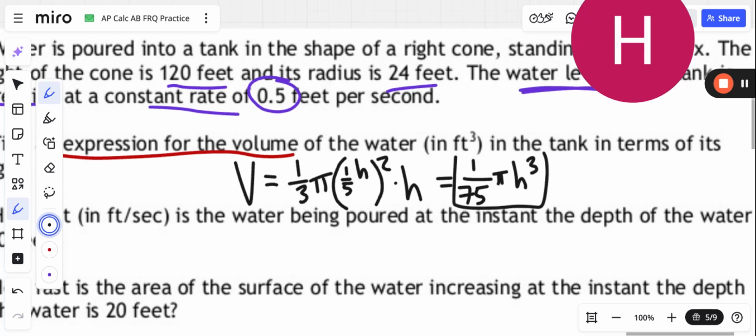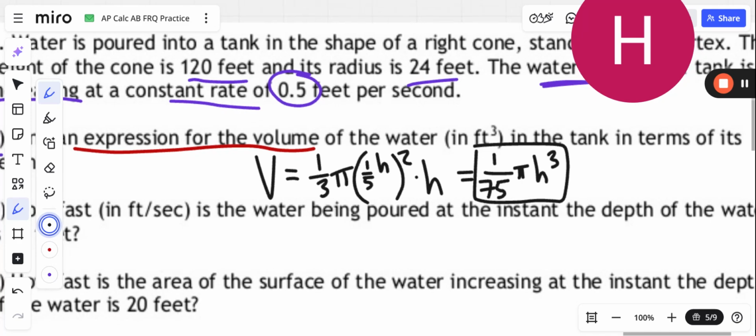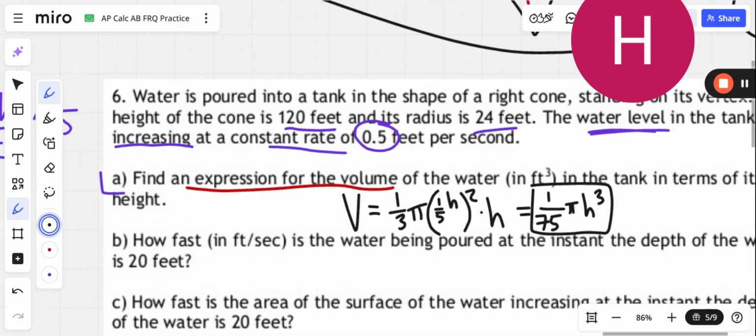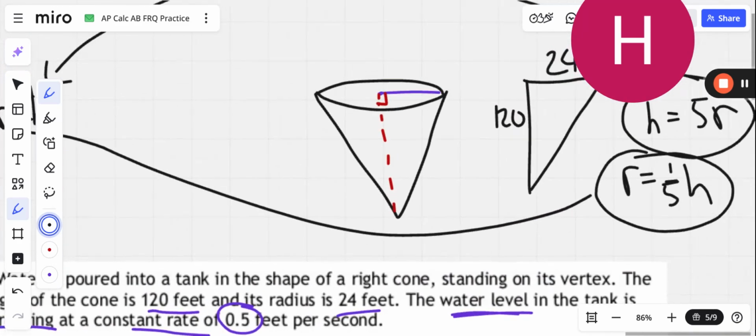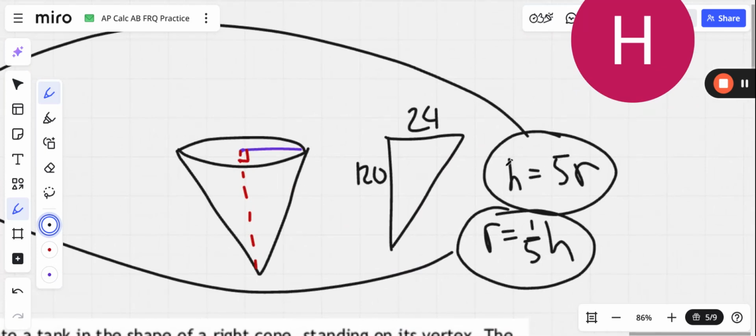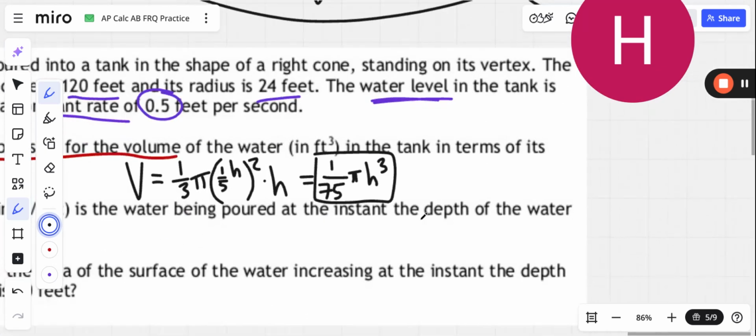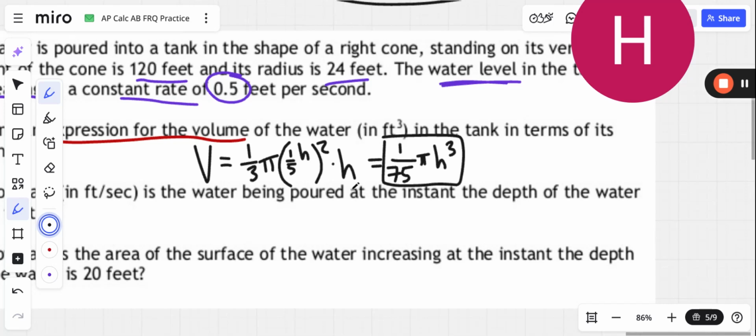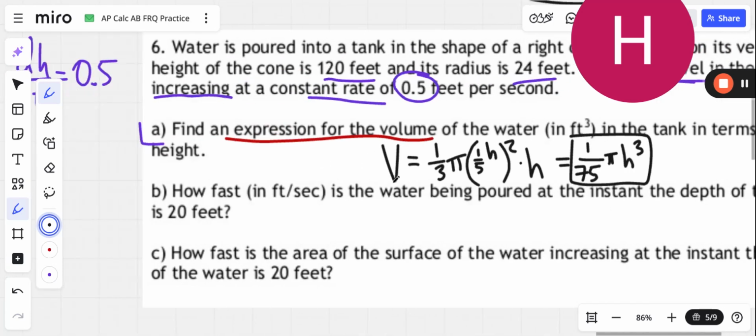And now we have an expression for the volume in terms of its height only. We don't need the radius because we know the relationship between the radius and the height. So we take that into account, and now we can just use the height, and the equation gets modified a bit.